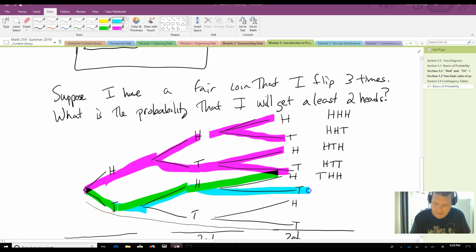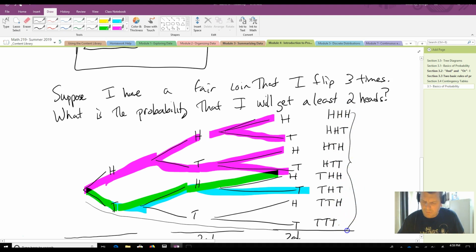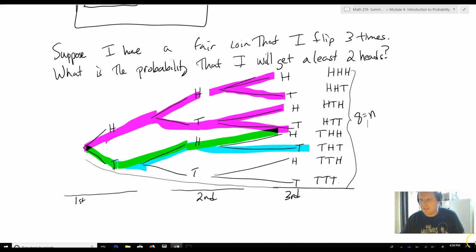Tails, heads, tails. And then we have tails, tails, heads, and tails, tails, tails. So in our sample space, the number of elements is going to be 1, 2, 3, 4, 5, 6, 7, 8. The 8 different ways that I can flip 3 coins. So this one has an n equals 8. That's all the different ways that I can get elements in my sample space.